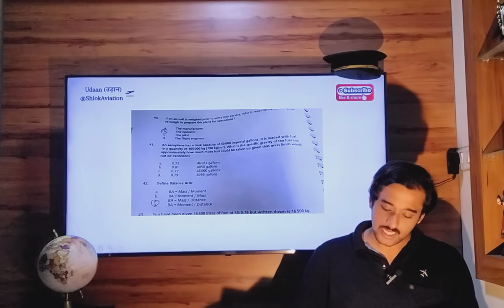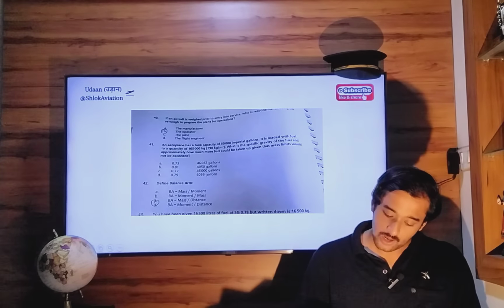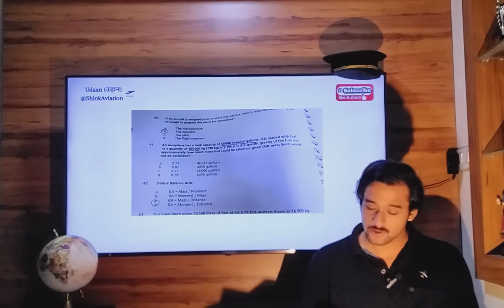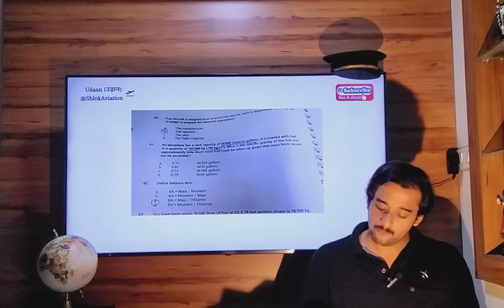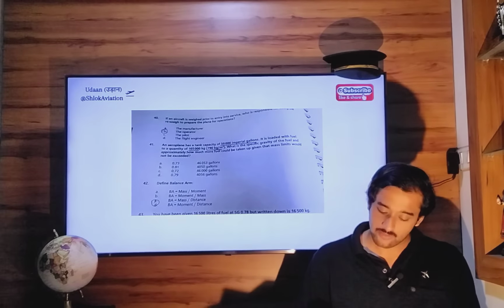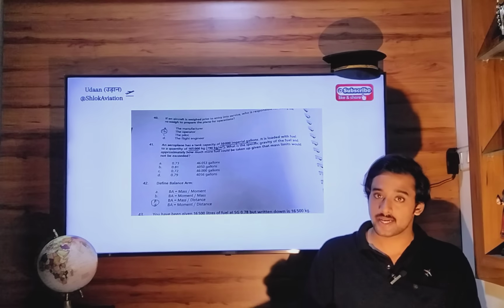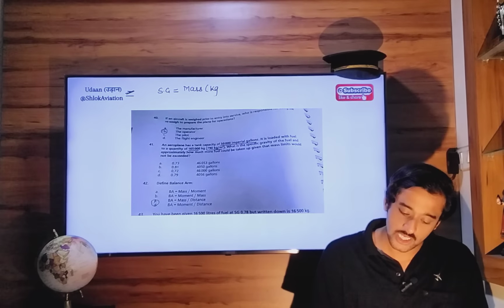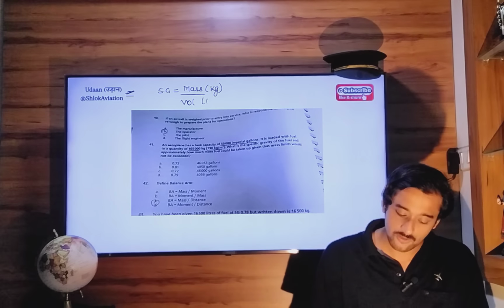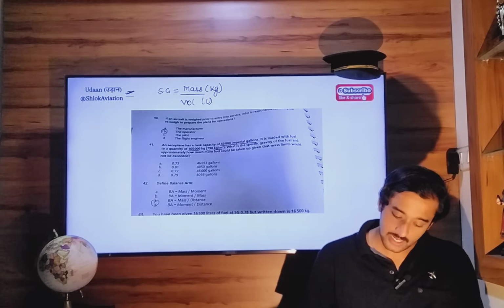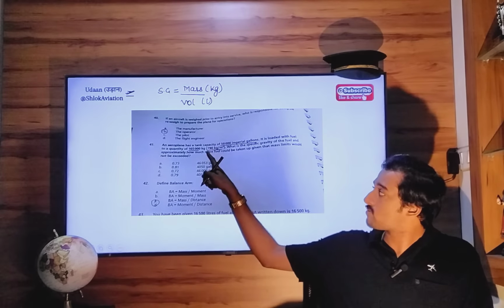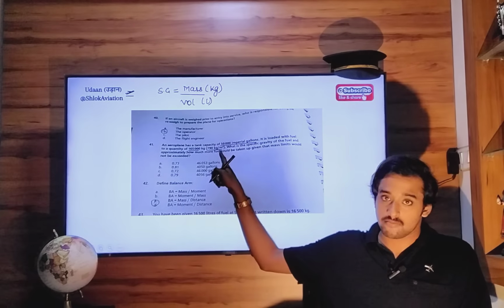Next, an airplane has a tank capacity of 50,000 imperial gallons. It is loaded with the fuel to a quantity of 165,000 kg, 790 kilogram per meter cube. What is the specific gravity and how much fuel can be added? So specific gravity equals mass of fuel in terms of kg divided by volume. Currently it's given in the question, density is 790 kilogram per meter cube.